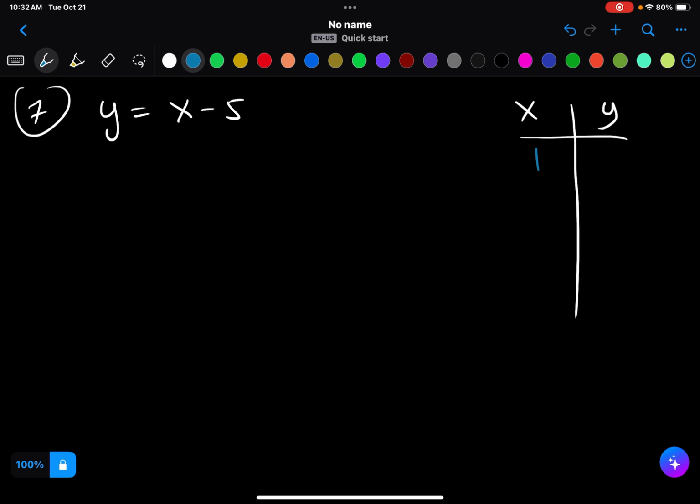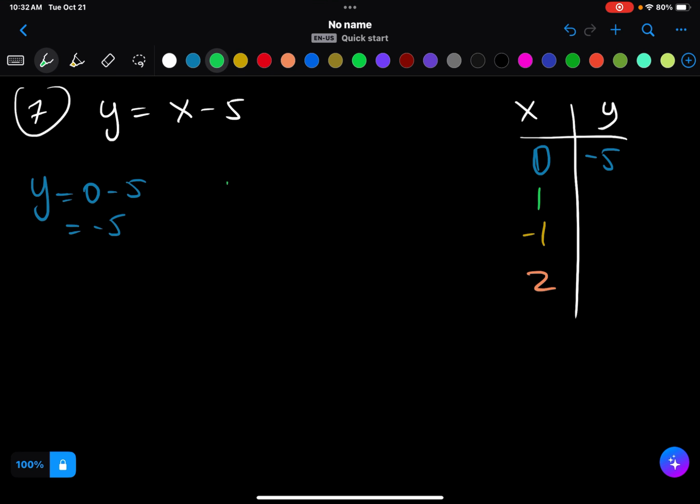Oh, I'm sorry, I always start with 0. So 0, 1, -1, and 2. So let's start with 0. When x is 0, y is just going to be 0 minus 5, which is just -5. So that was nice and easy.